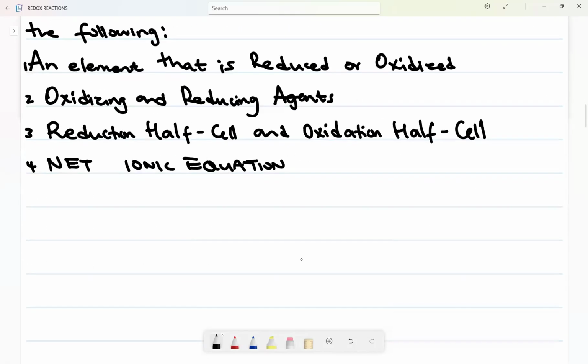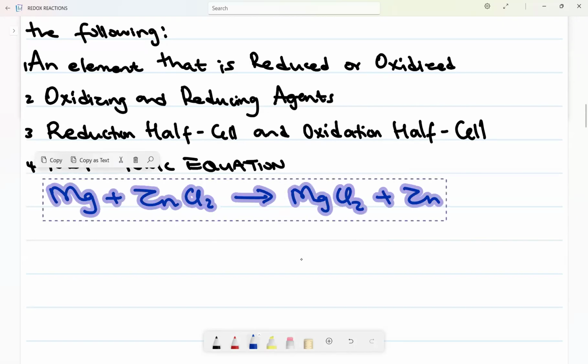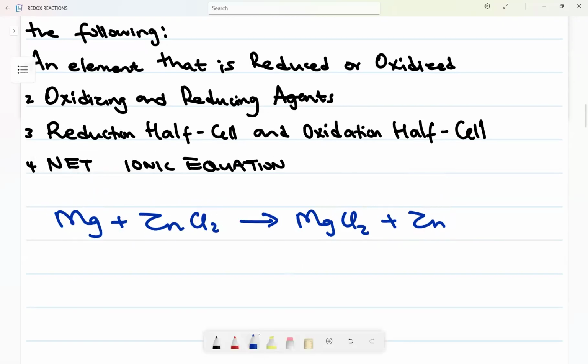Okay, beautiful. Now let's look at that. Let's consider an example: Mg plus zinc chloride to form magnesium chloride plus zinc. Now we know the process that we are supposed to undergo. First thing first, identify the oxidation number. I start with the easiest one. Mg, it is just a pure element.